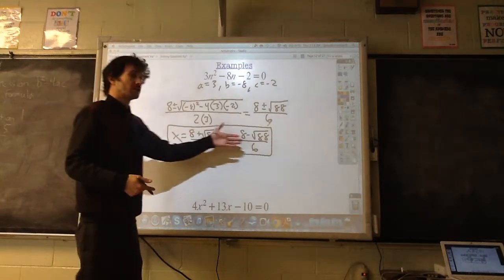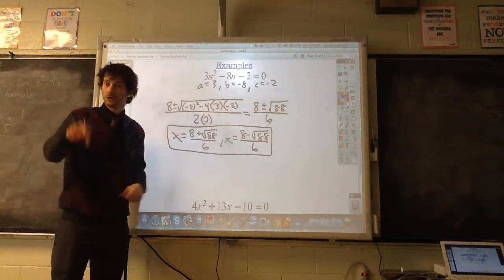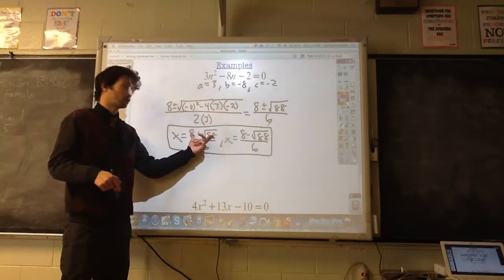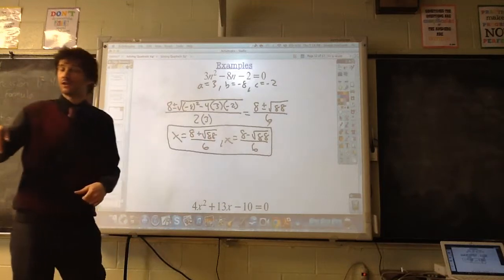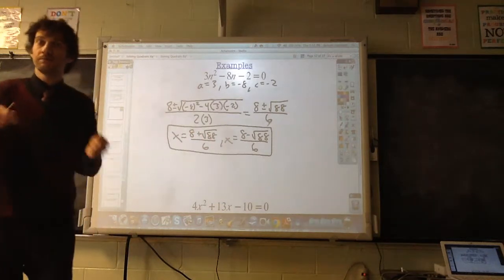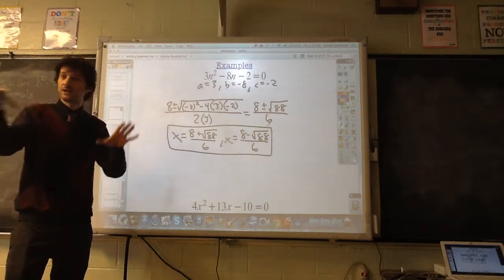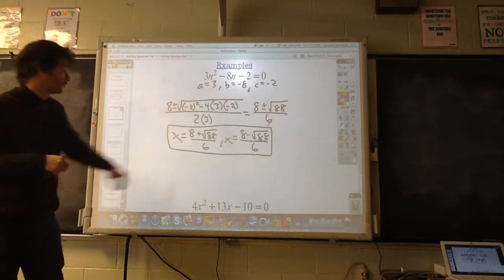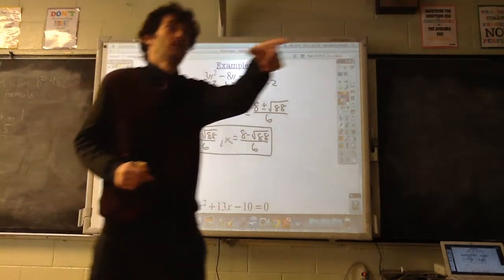You'll punch these in the calculator, right? Do 8 plus the square root of 88 and hit enter. That way we know that the calculator will do that part first. And then just hit divided by 6. Right? So 8 plus the square root of 88, enter. And then when you hit divided by, it'll say answer divided by. And then do divided by 6. 2.8.